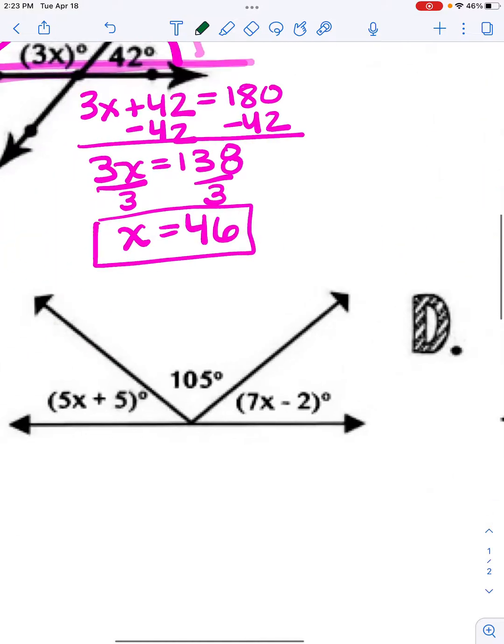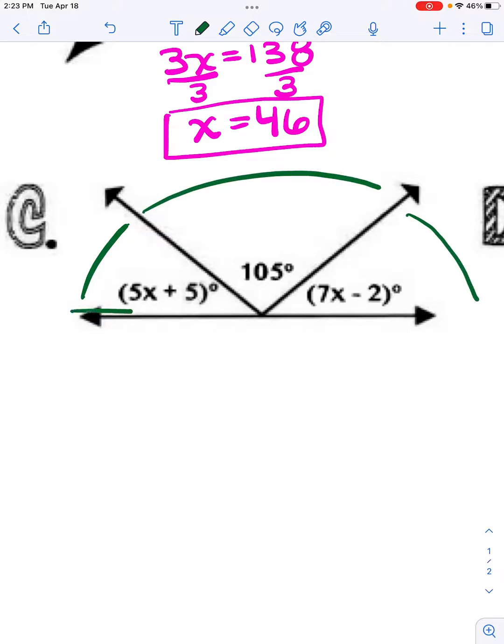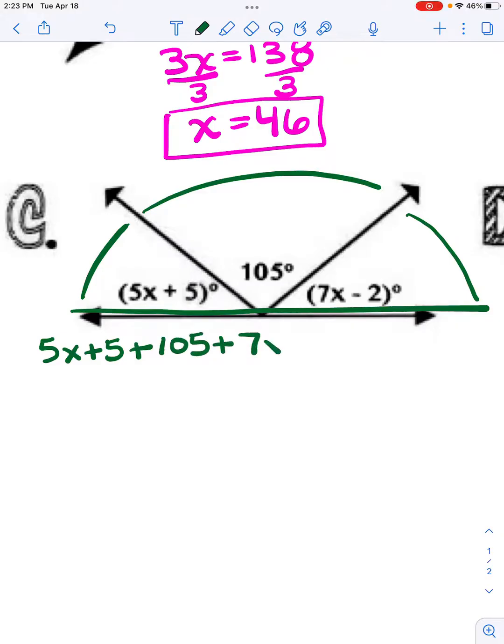All right, let's move on to example C. Here we have 3 angles. They're definitely not equal. They're not vertical. There's no right angle symbol, so probably their sum is 180, which is true. That angle plus this angle plus this angle all together form this straight line. So the sum of these 3 angles, 5x plus 5, plus the middle one, 105, plus the one on the right, 7x minus 2, all together have a sum of 180.